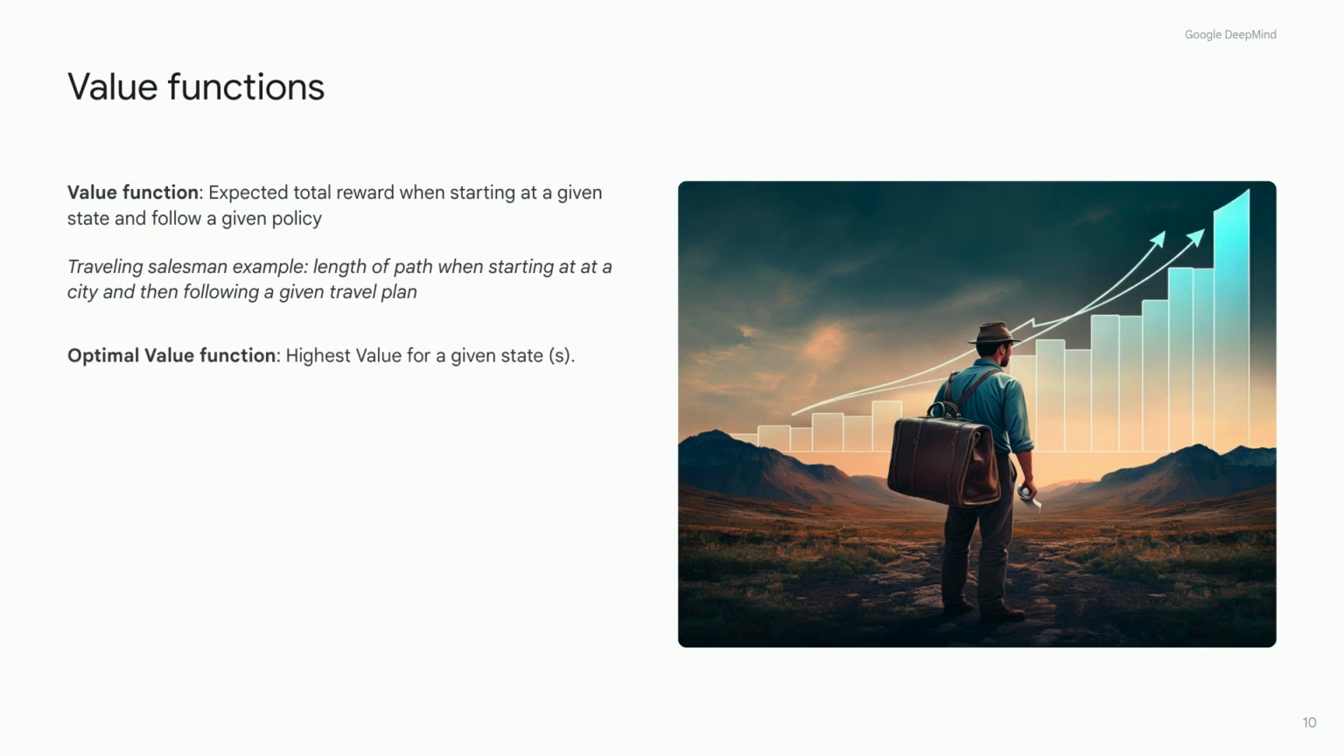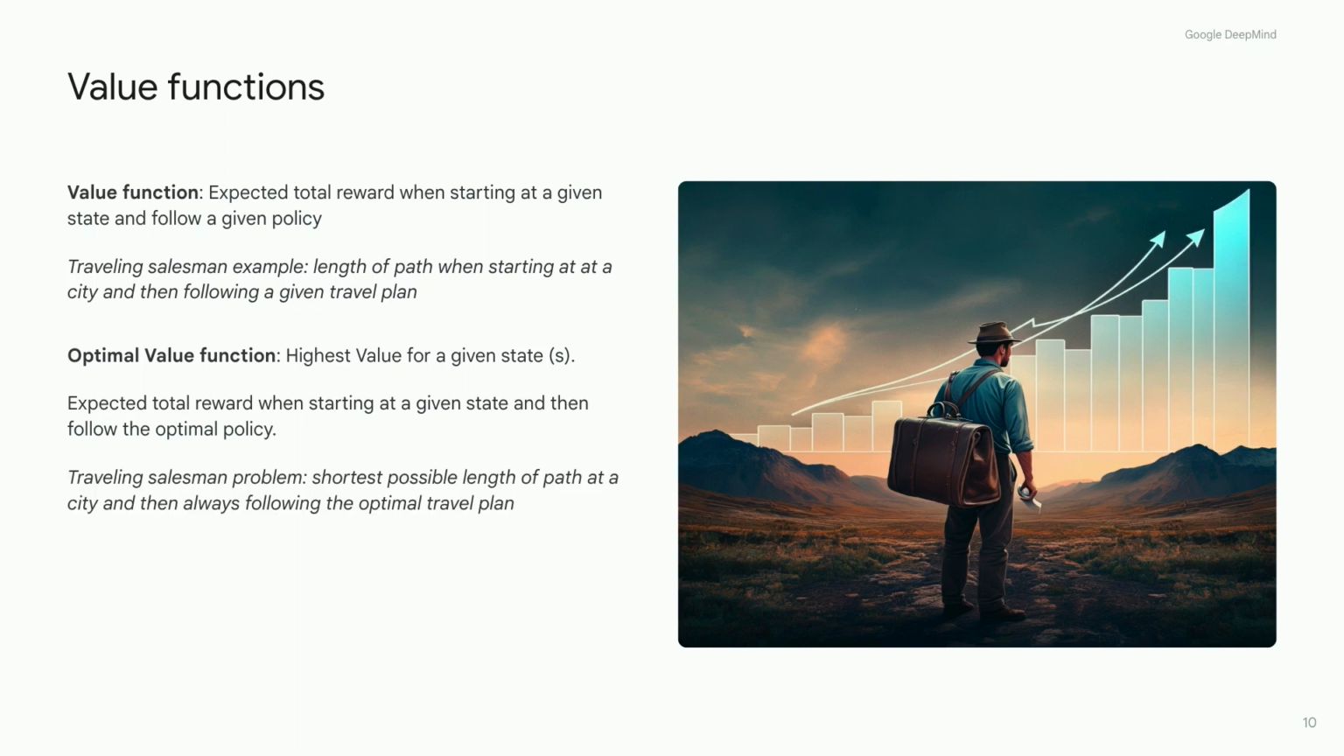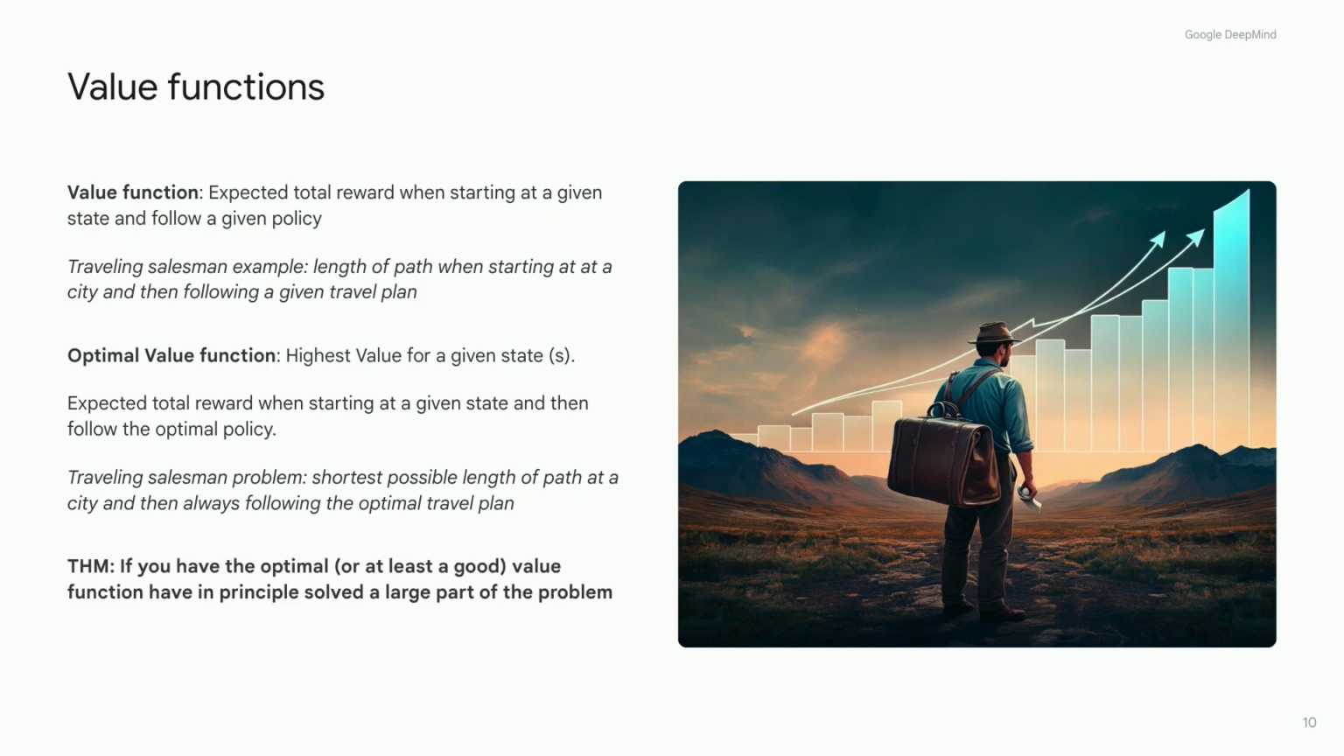And there's a special value function, which is the optimal value function. This is just the highest, the best scoring value function that you can get. So it's the expected total reward when you start in a given state and then follow the optimal control policy. In the traveling salesman problem, it's the shortest possible length of a path, right? When you're in a city and then you follow the optimal travel plan. We haven't yet discussed where that comes from, but the take-home message is actually the important thing.